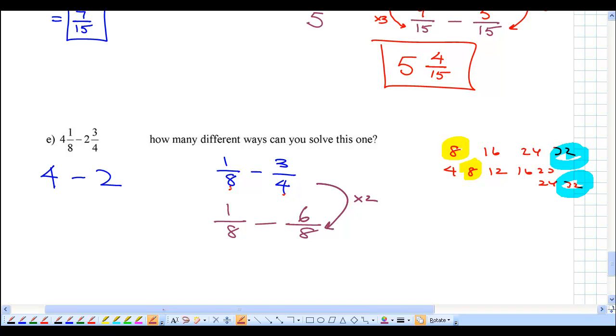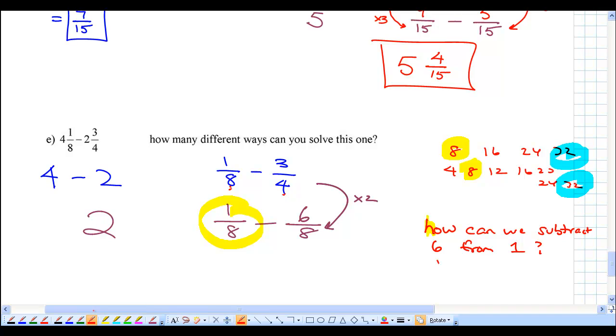Hey, do you remember this other part that we didn't do yet with the whole numbers? 4 minus 2? What's 4 minus 2? 2. Okay, so this whole thing equals a 2. Now, here's our dilemma. Problem here is how, and don't write this down, I'm just going to say how. How can we subtract 6 from 1? And the answer is, we can't.